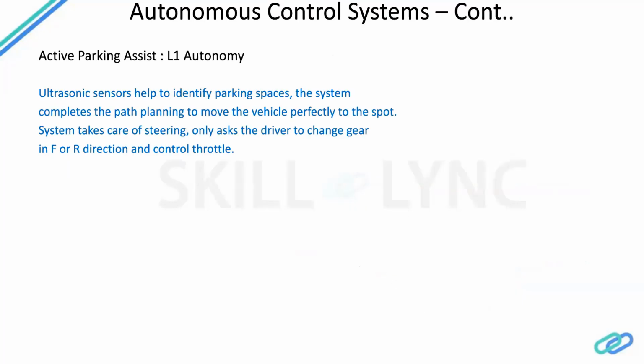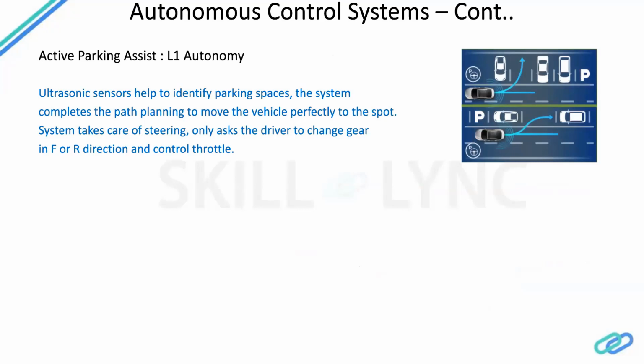Okay, so here I have some examples of the autonomous control models which you can see nowadays in cars. Starting with active parking assist, it belongs to the L1 autonomous level because at a particular time only the lateral movement of your vehicle is considered here. So you need to indicate, when you are driving, which side you want to park, whether on the right side or on the left side.